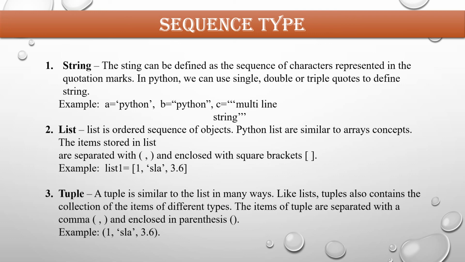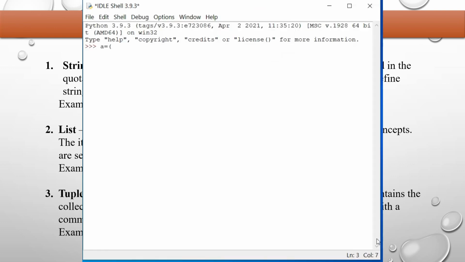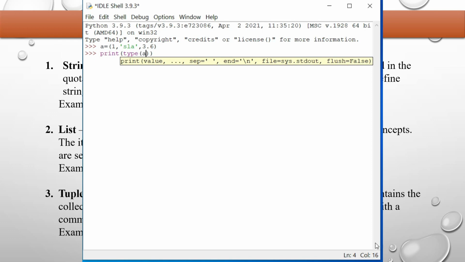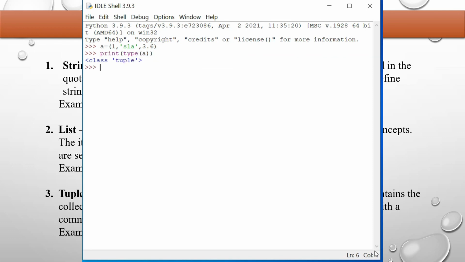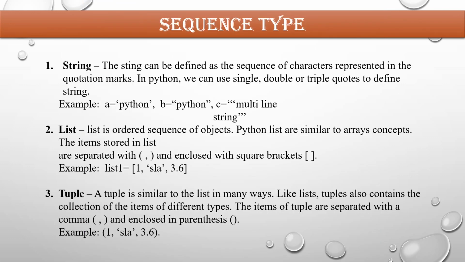If we take it in Python IDE, then a is equal to open bracket 1 comma SLA enclosed with single quotes comma 3.6 close the bracket, then print of type of a, then we'll get the output as class tuple, meaning tuple type of data was stored in variable a. These are the data types that are there in Python.